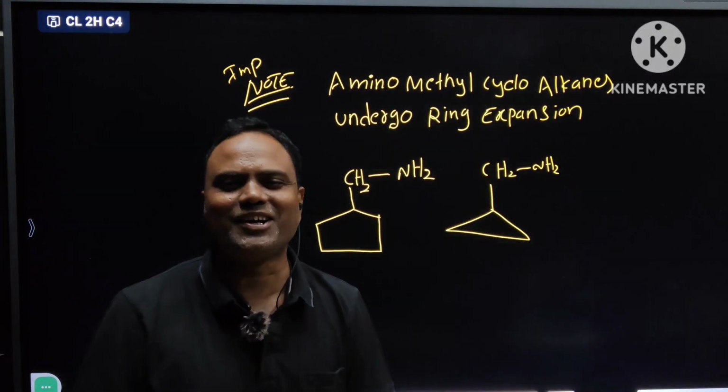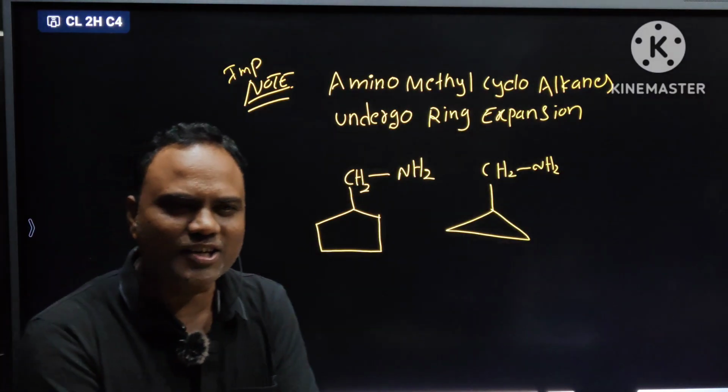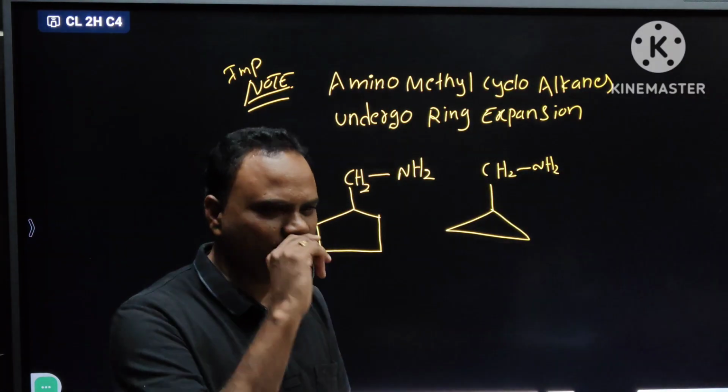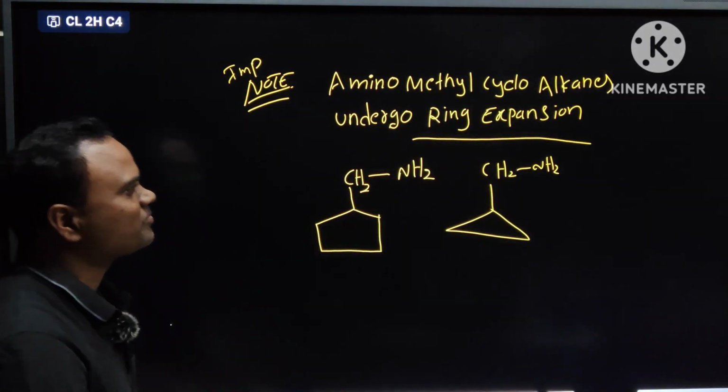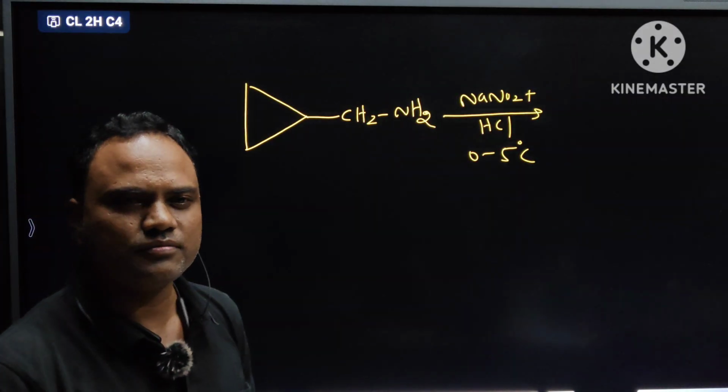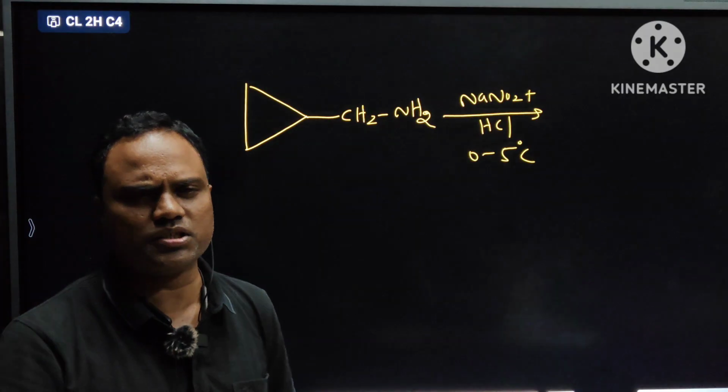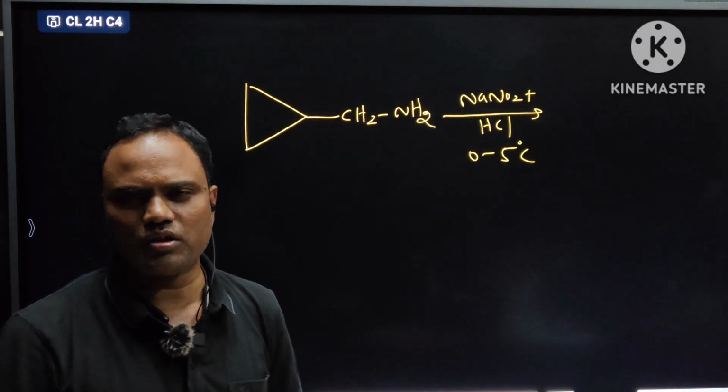Aliphatic only. Not connected to benzene ring. If NH2 is connected to a benzene ring, that is aromatic. Yeah? Let us take one example. Guess the product. What is the final product generally? Tell me. Alcohol is the final product.